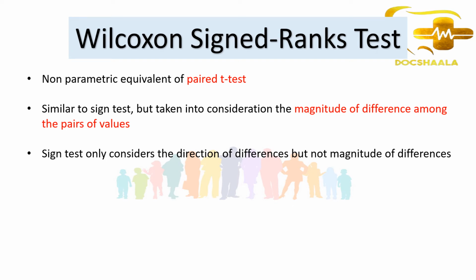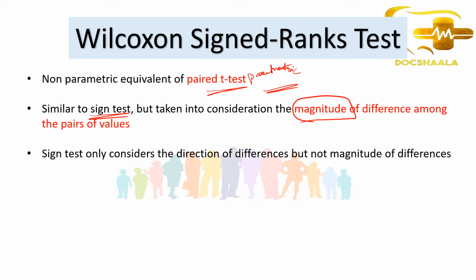Then coming to the Wilcoxon signed rank test. What is this? It is a non-parametric test which is equivalent to the paired t-test, which is a parametric test. It is similar to the sign test which we have seen before, but it takes into consideration the magnitude of difference among the pairs of values. In the sign test we only take the direction.